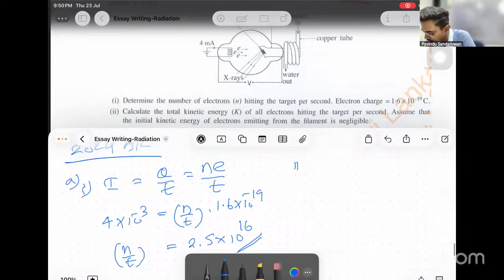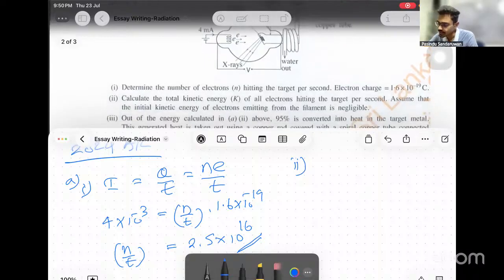Second one. Calculate the total kinetic energy, K, of all electrons hitting the target per second. Assume that the initial kinetic energy of electrons emitted from the filament is negligible. Total kinetic energy, from electric fields we know W equals Q delta V. W represents kinetic energy. Then kinetic energy is Q delta V.